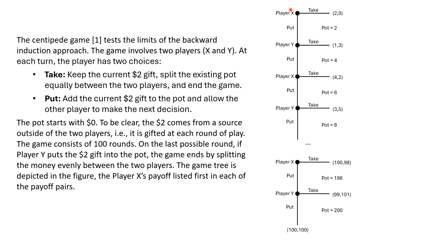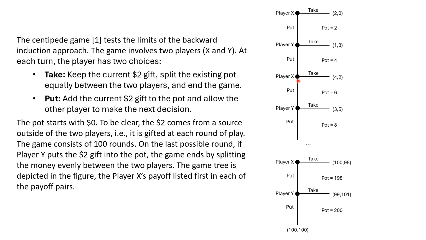The other option is player X puts the $2 that's inserted into the pot, and then Y can either split the pot and take the $2, and that would leave a payout here of 1-3, and the game would stop. Or player Y can take those $2 and put them into the pot. So now you would have $4 in the pot.